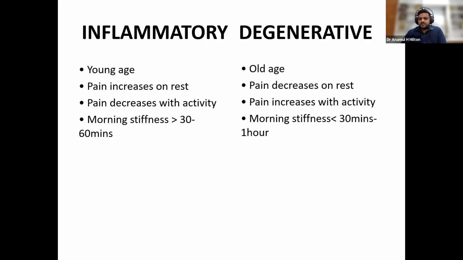But in the case of degenerative changes, like degenerative arthritis, it occurs only in the older age, after 45 to 50, and the pain usually decreases in the rest condition, because it is mechanical. When people are working, there is more tension or force over the joint, so it causes pain. When they take rest, the pain decreases. When they work, the pain increases in degenerative arthritis, and the stiffness is less than 30 minutes.